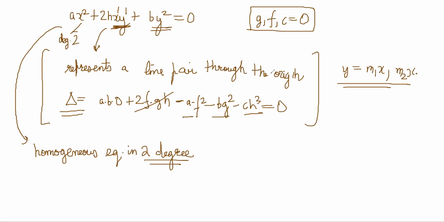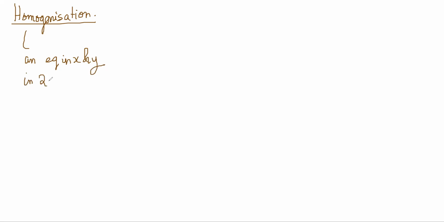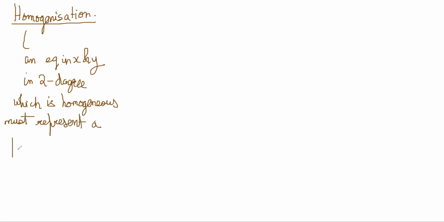Okay. So now we'll come to this idea of homogenization. Homogenization is using this idea only, that an equation in x and y in 2 degree, which is homogeneous, must represent a pair of straight lines through the origin.